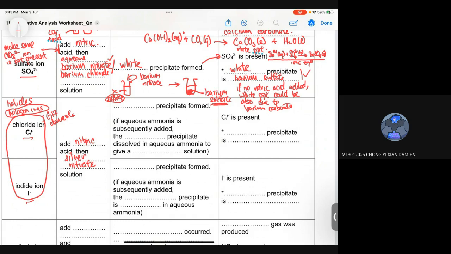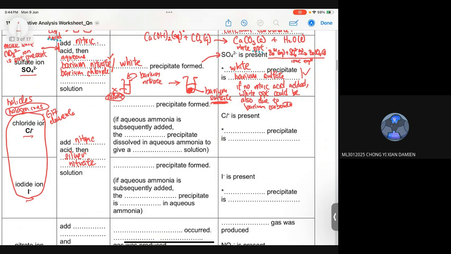Now the question is, how do I differentiate between chloride and iodide? Chlorides will give you a white precipitate. So if I add silver nitrate and chloride is present, I'll get a white precipitate forming.